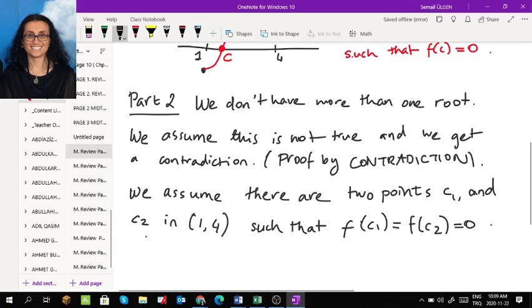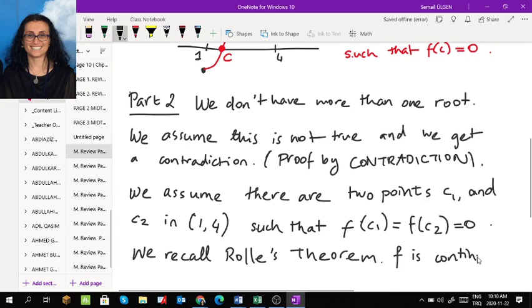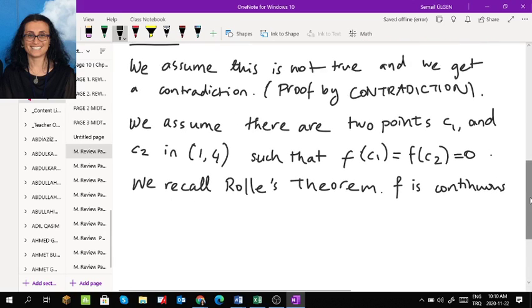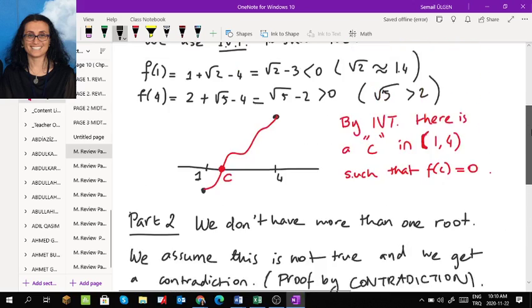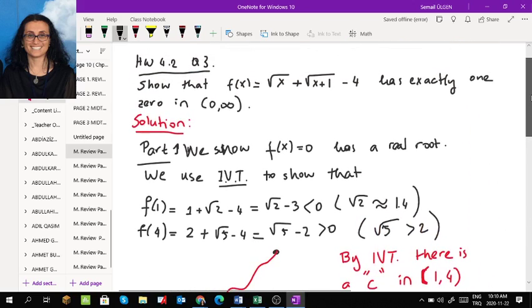In part 2 we use Rolle's theorem to get a contradiction. Okay, we recall Rolle's theorem: f is continuous and differentiable. Here actually f is differentiable.